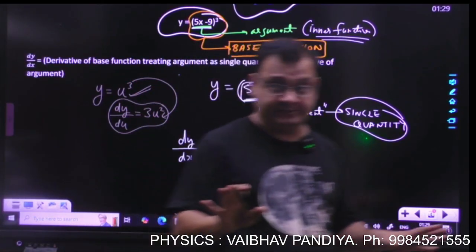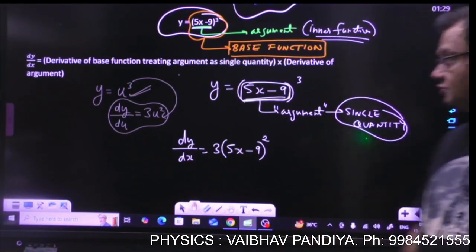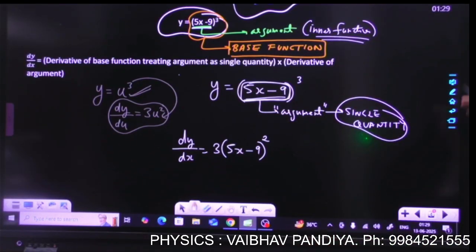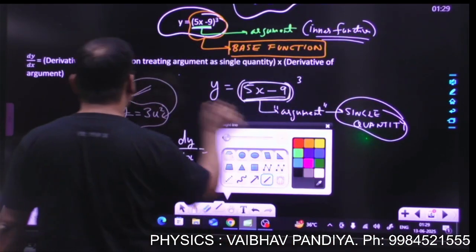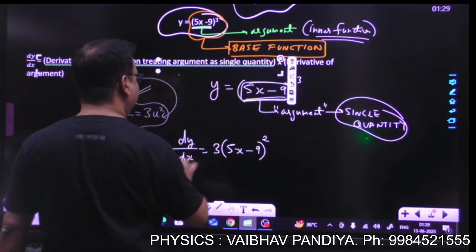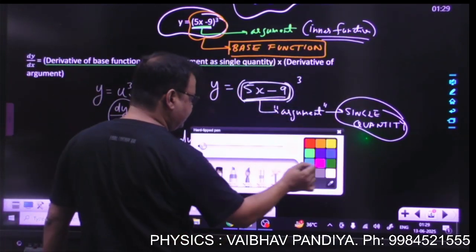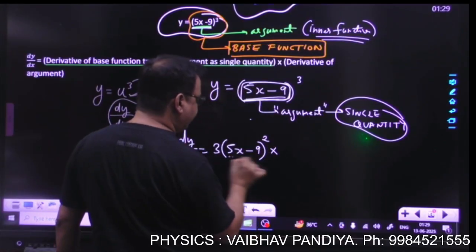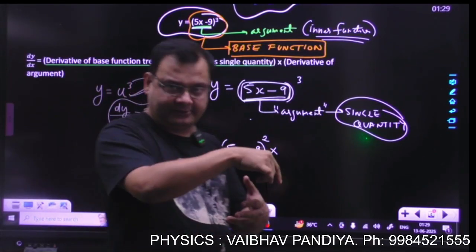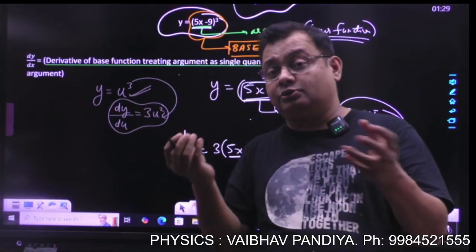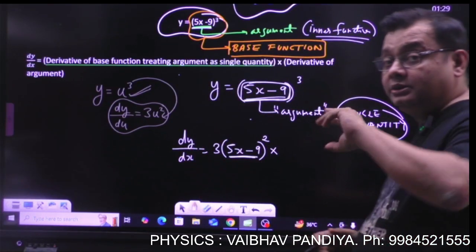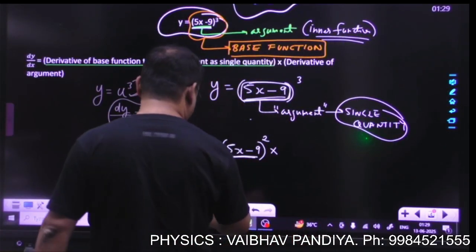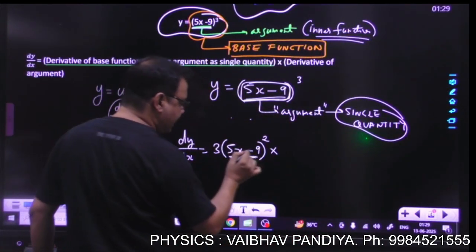The answer is not complete. This is simply the first step. What you did is differentiate the base function, treating the argument as a single quantity, correct? Now you have to form the chain. Multiply it with the derivative of the argument. Now go into the argument, or in simple language, go to the inside function, the inner function, and differentiate that argument or inner function.